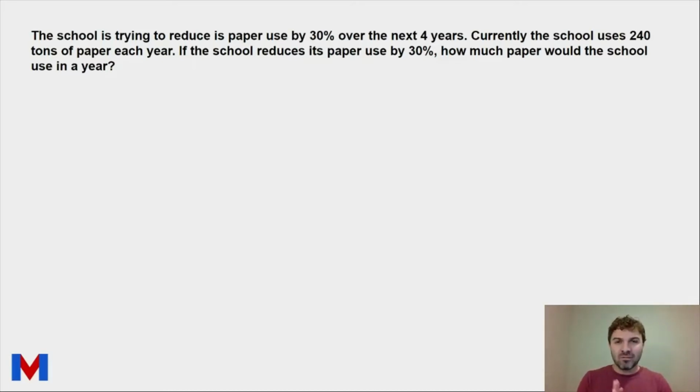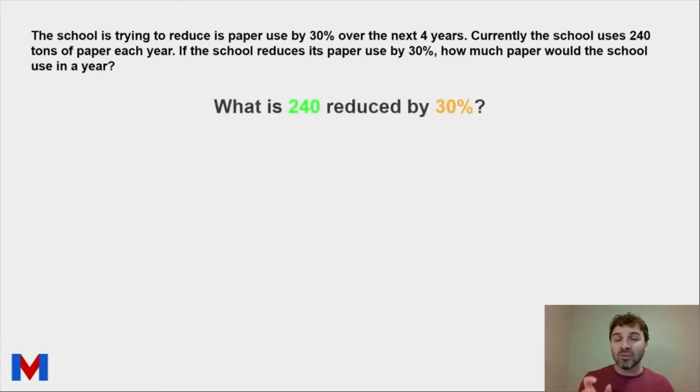Alright. Let's break this down to what is actually being asked here. We're saying, what is 240 tons reduced by 30%? That's all this scenario is asking. So first, let's figure out what is 30% of 240, because this is going to tell us how much less paper they're using each year.